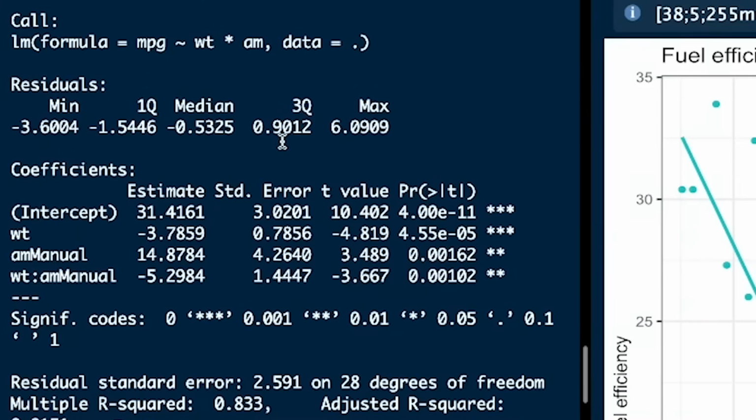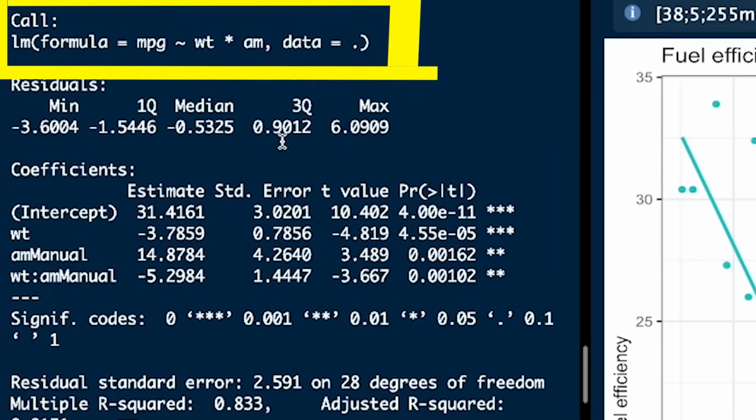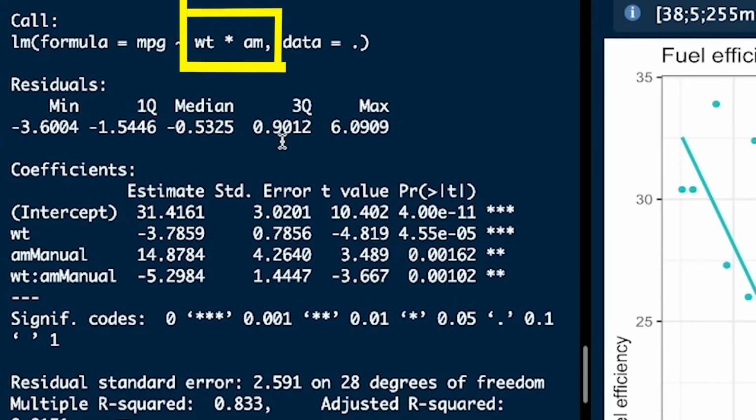Let's have a look at the formula at the top. I've got miles per gallon, which is the fuel efficiency, explained by weight times, not plus, times, and the AM represents transmission. That means we're going to ask for an interaction term in our coefficients. Again, I'm not looking at the y-intercept. There's no such thing as a weight of car of 0. It doesn't make any sense, so we're going to ignore that.